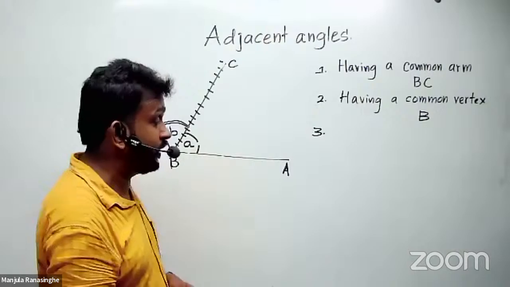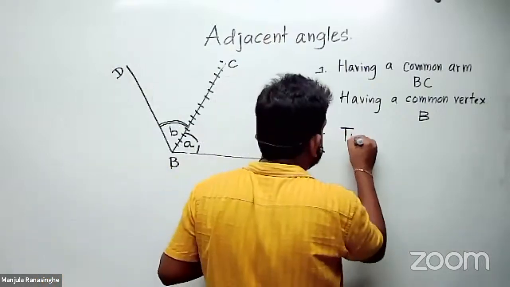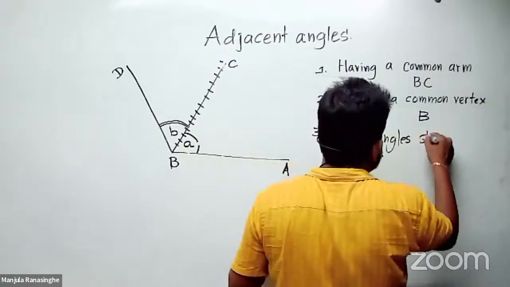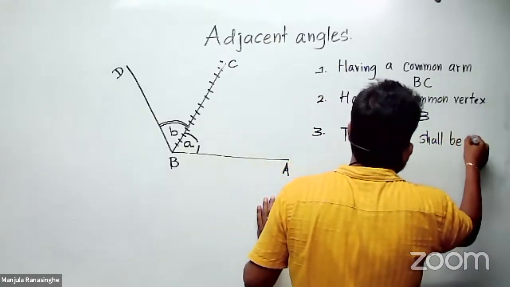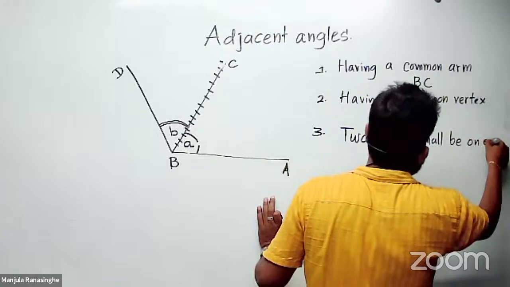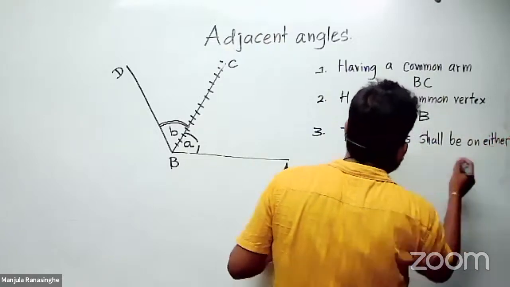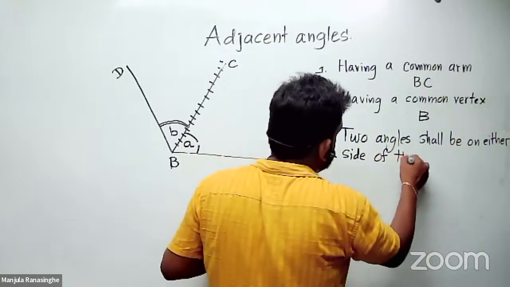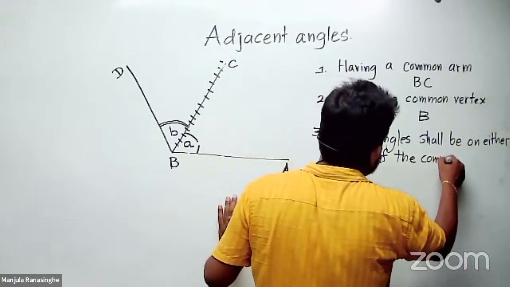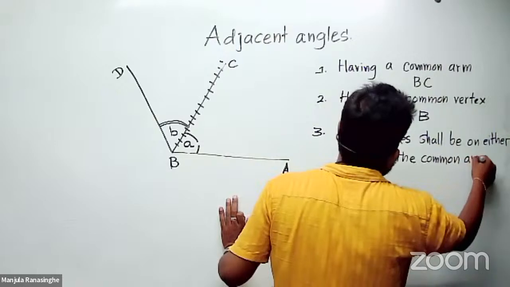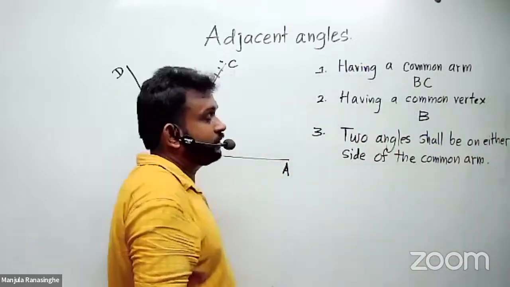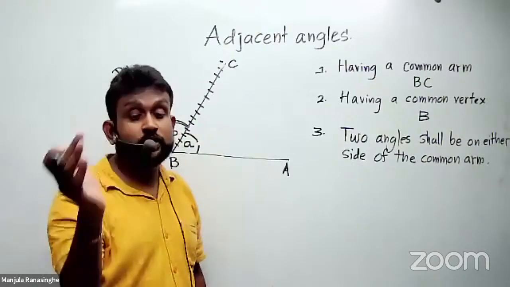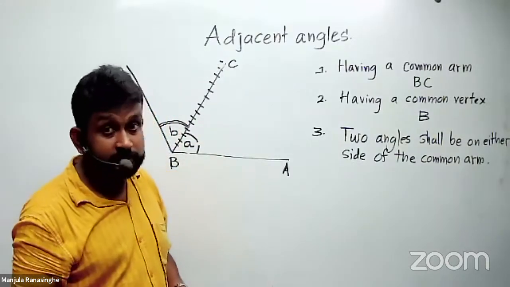Right. The third one, two angles shall be on either side of the common arm, either side of the common arm, right? So A and B are on either sides of the common arm. So these are the three requirements.